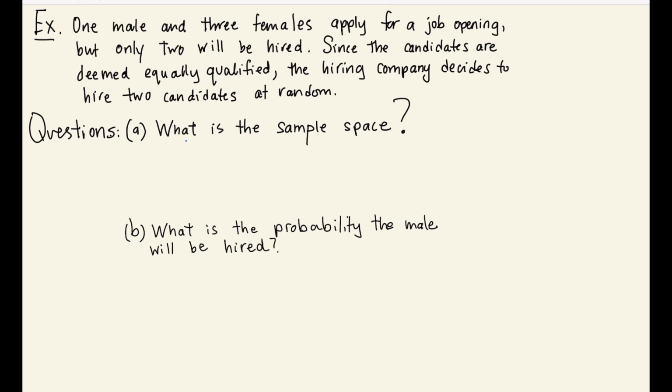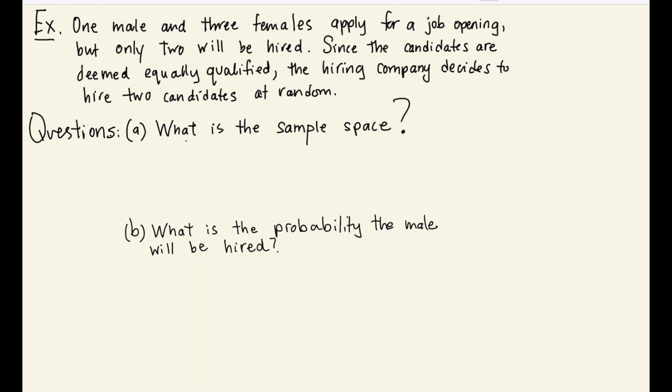So here are a couple questions we might want to ask. The first question is, what is the sample space? Okay, and if you recall, the sample space is the set of all possible outcomes. The second question is, we want to calculate a probability. So what is the probability the male will be one of the two people hired?